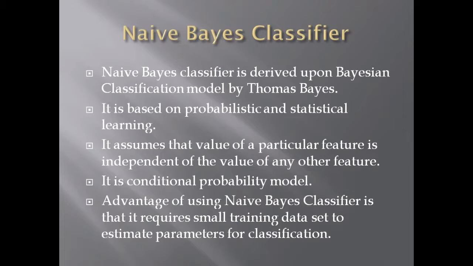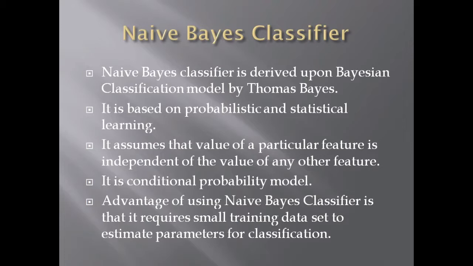It assumes that the value of a particular feature is independent of the value of any other feature. So for example, if a car has certain features such as AC, alloy wheels, hoods, decals, all of these features will be independent of all other features. So this is basically a conditional probability model.